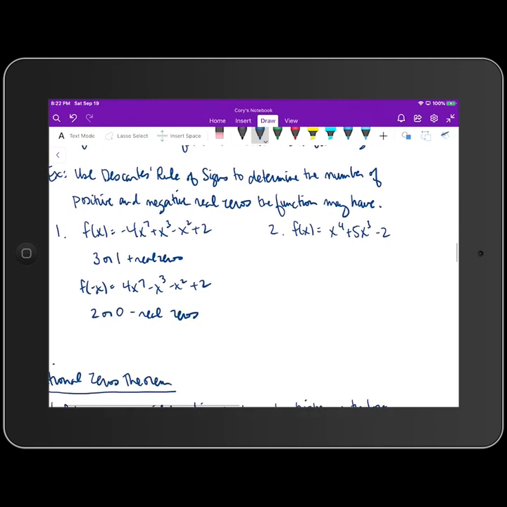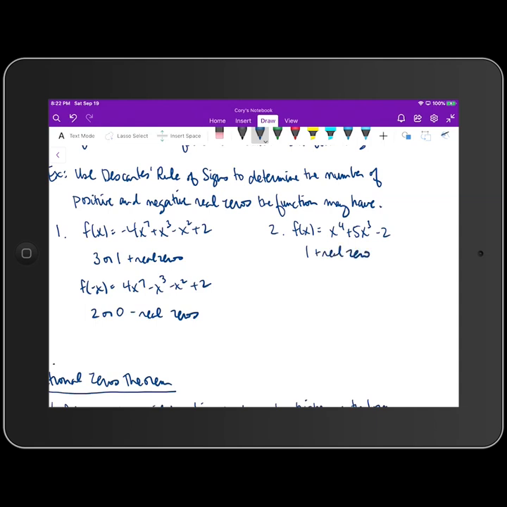Okay, so for number 2, if we want to determine the potential number of positive zeros, we want to count the sign variations of f of x. So the first term in f of x is positive. The next term is also positive, so there's no sign variation there. The next term changes to negative, so there is one sign variation, meaning that there is one positive real zero.